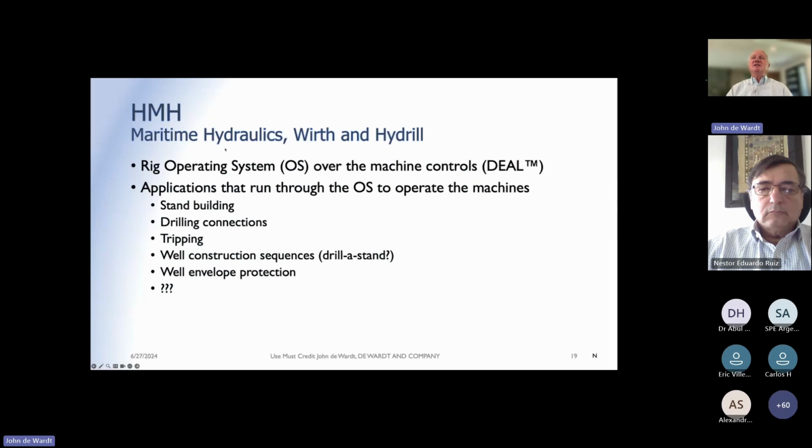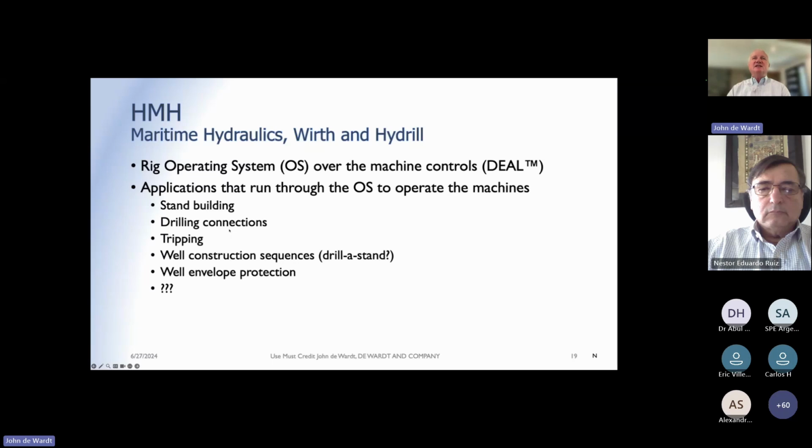HMH is a bit similar to NOV. It's a combination of maritime hydraulics, Worth, and Hydril. And they built their own rig operating system for their rigs. And it runs over their machine controls, and they call this one Deal. And applications that they say run through this operating system, and this was about a year ago, so it's probably updated, and I put question marks here for what else there is.